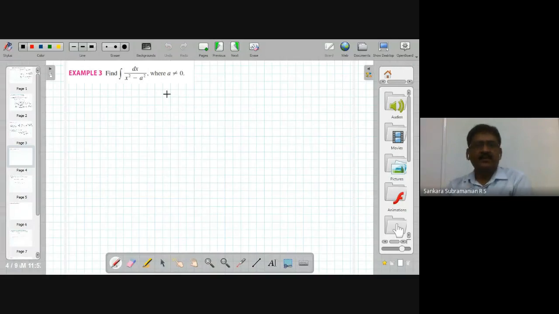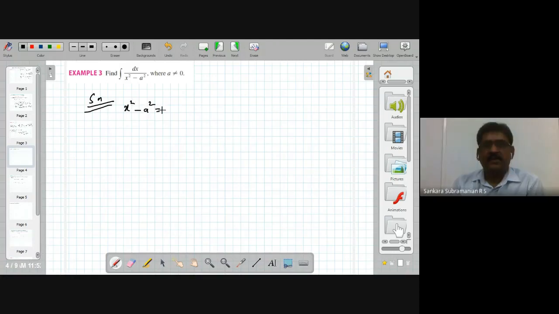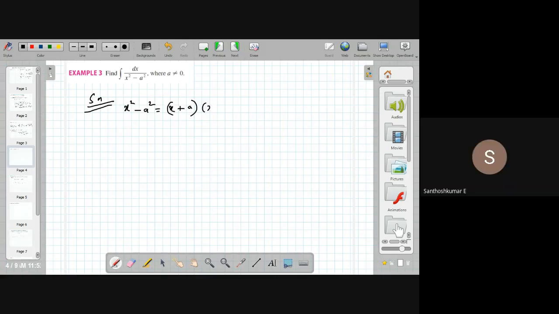Can you see example 3? How do we do it? I will do it. This is for you. How to do this problem? x square minus a square can be written as x plus a into x minus a.